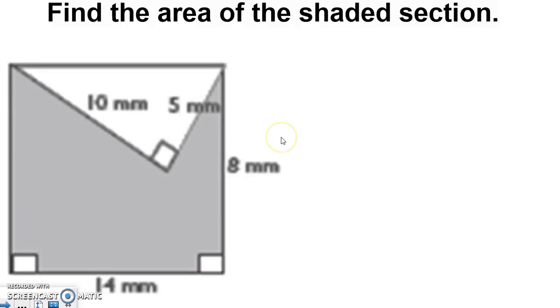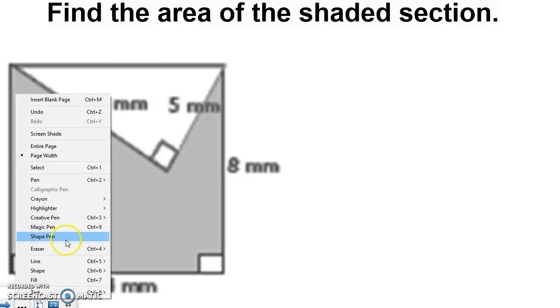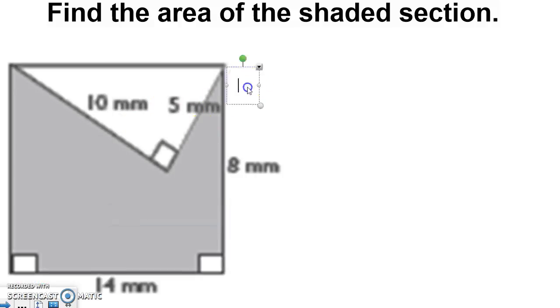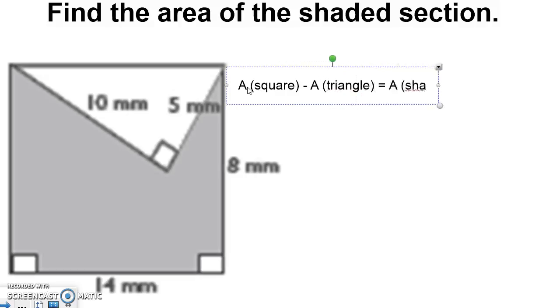All right, I think I have 2 more. We're just going to find the area of the shaded section. So we need to basically cut out the area of this triangle. So to do this, we're going to do the area of the square, or it's a rectangle, I lied. The area of the square, and we're going to subtract out the area of the triangle. So it's like we have to do 2 problems in one to get the area of the shaded part.